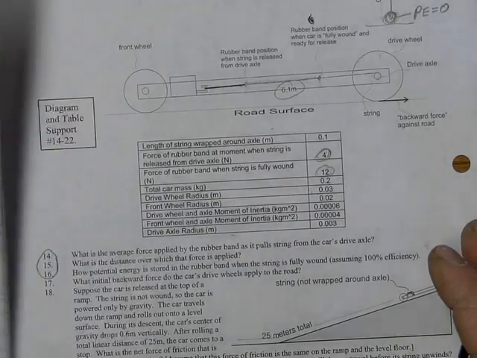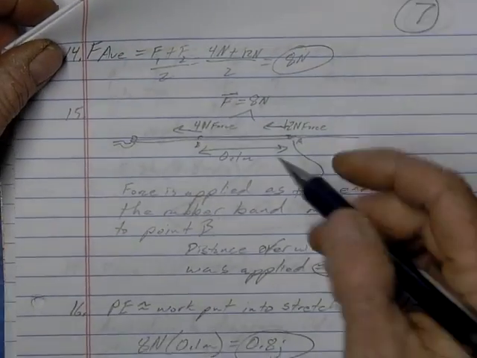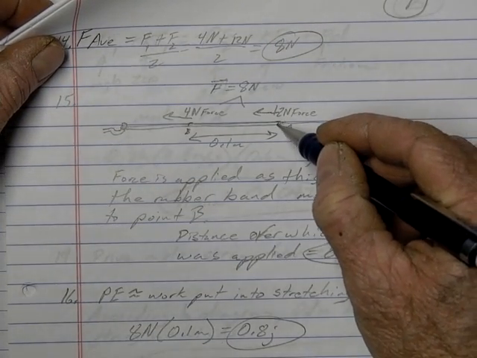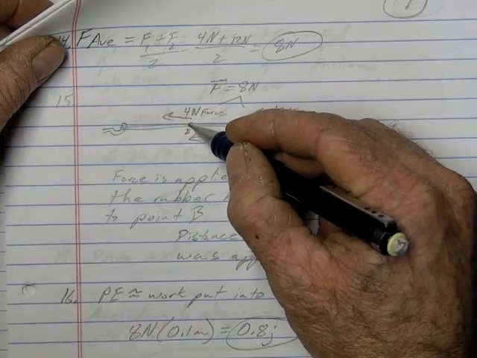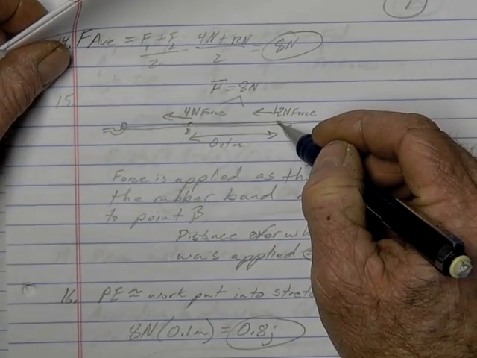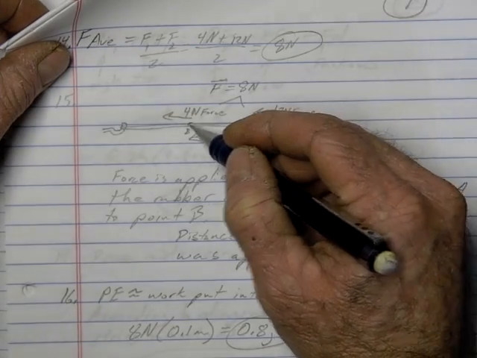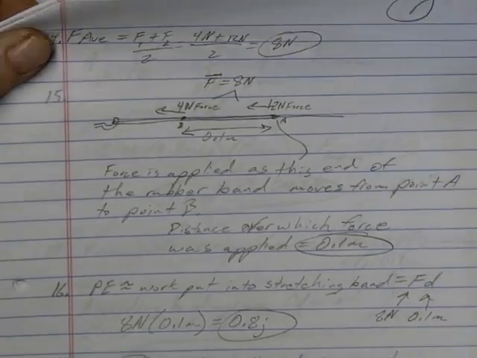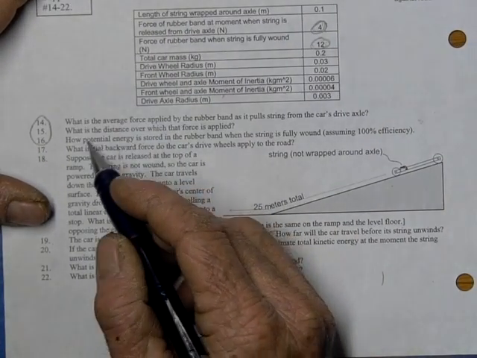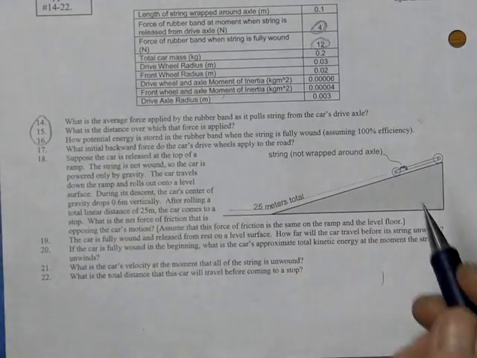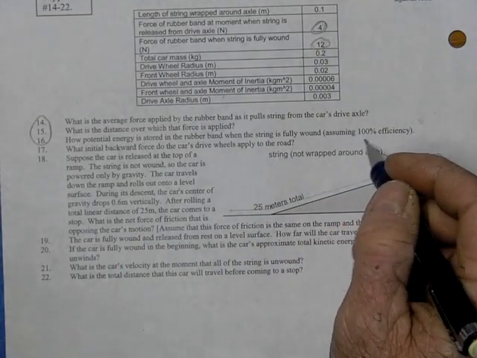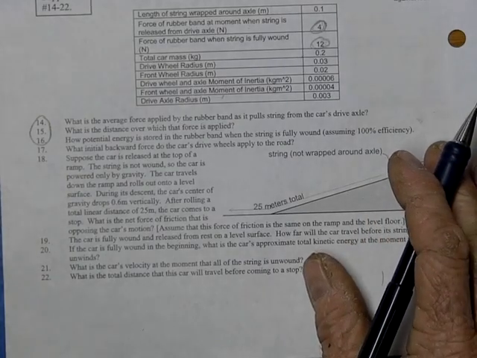So this diagram was to try to show that. There's a 12 newton force applied right here, and then by the time the rubber band has snapped back to here, there's only a 4 newton force applied. It's been applying this variable force over a distance of 0.1 meters. Number 16, how much potential energy is stored in the rubber band when the string is fully wound, assuming 100% efficiency.